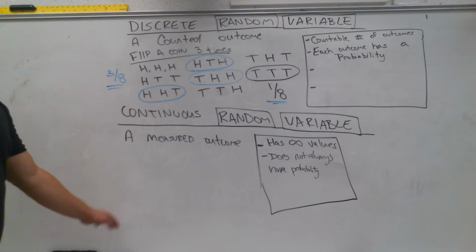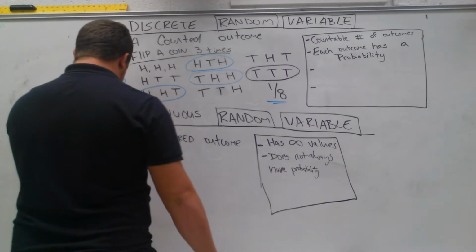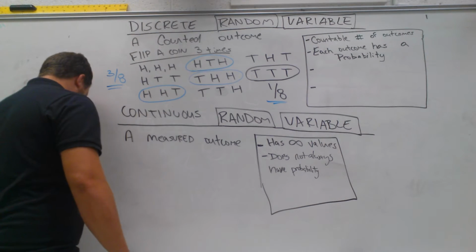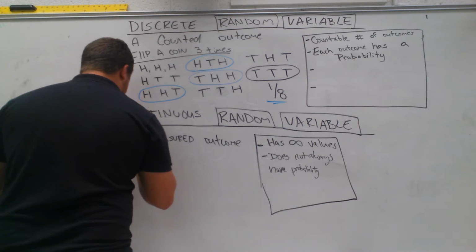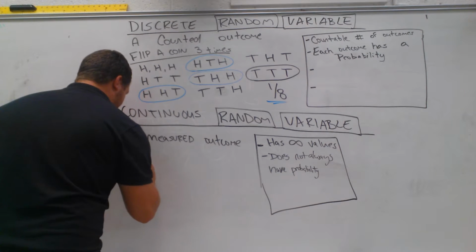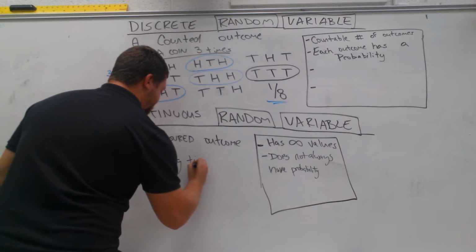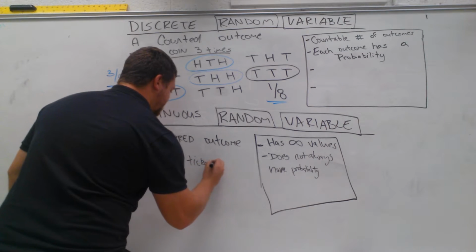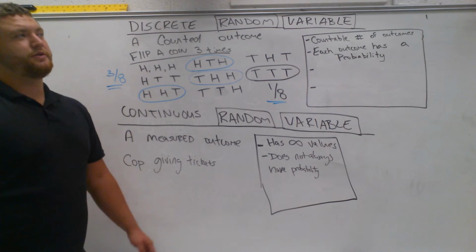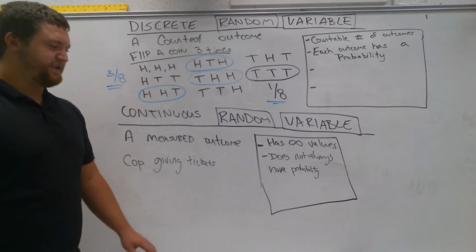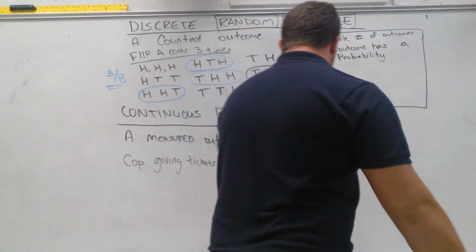So let me give you an example, and we're going to combine these two for a second. What if I told you a cop is sitting on the side of the road trying to give people speeding tickets? So we've got a cop giving tickets. Now, who makes the decision on who he gives a ticket? He does, okay? So in his mind, he has a general idea. You know, if the guy passes him going 15 over the speed limit, he'll probably give him a ticket.